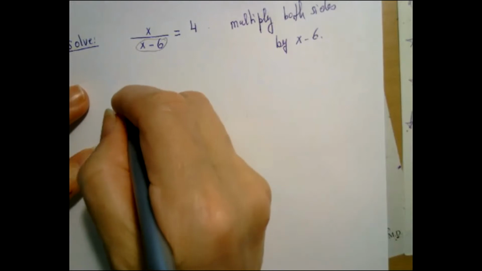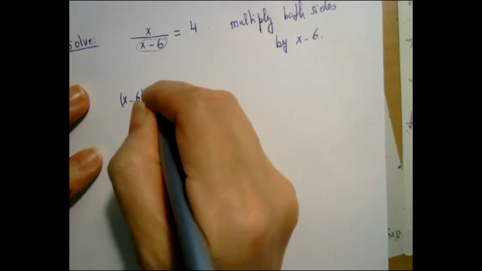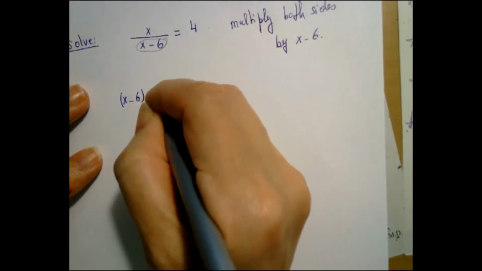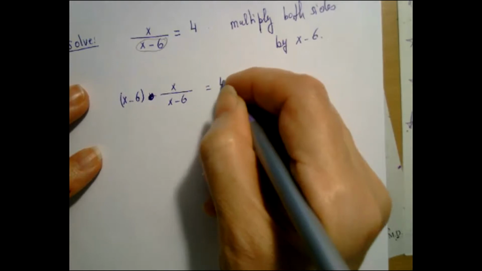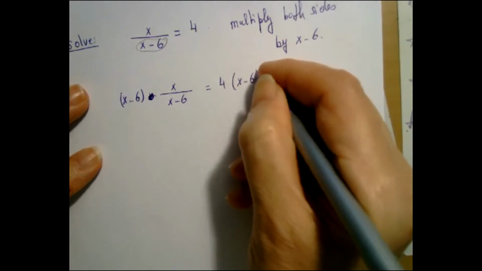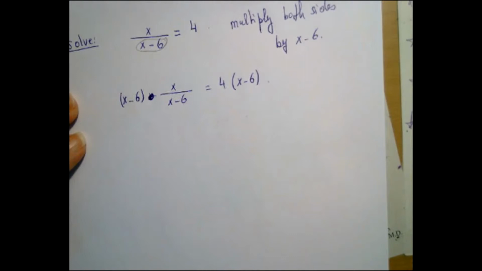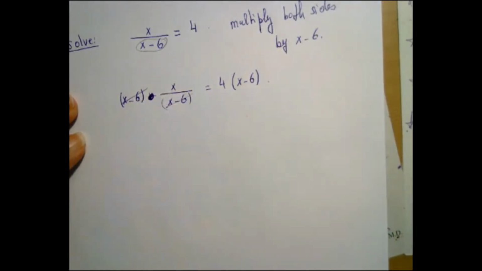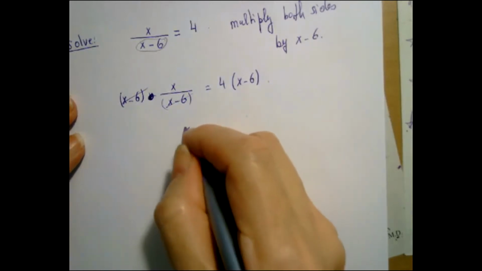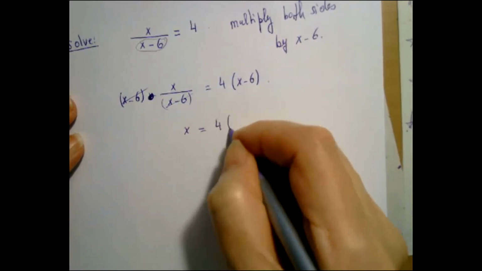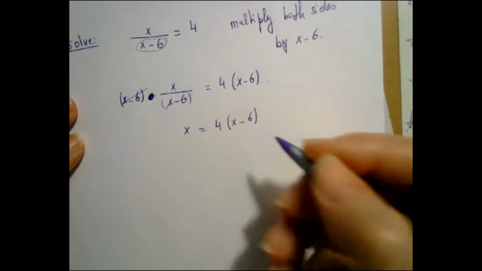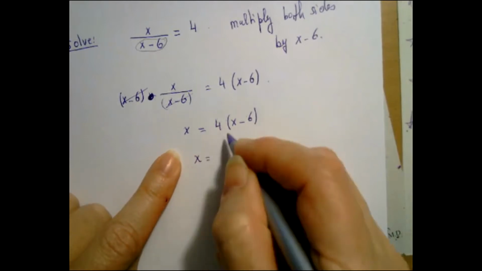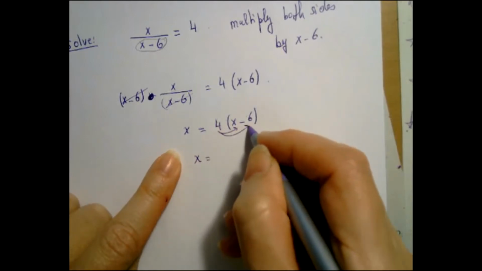So I will have x minus 6 multiplied by x over x minus 6. Sorry, this is a multiplication, equal 4 times x minus 6. We have to multiply both sides. Benefit, since we're multiplying, this will go away. It will leave me with x equal to that. Now I am back to the previous problem, which was easy. But first, I have a 4. So to take care of this, I need to distribute my 4.